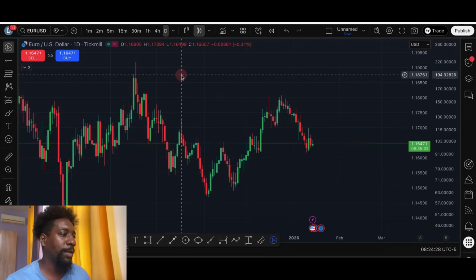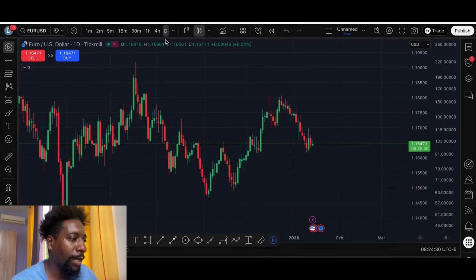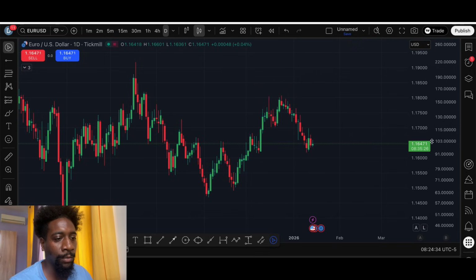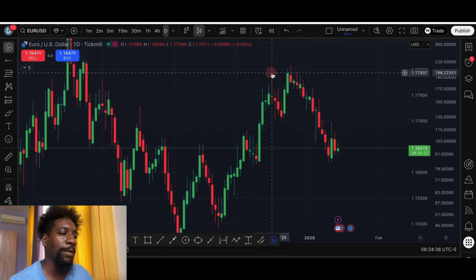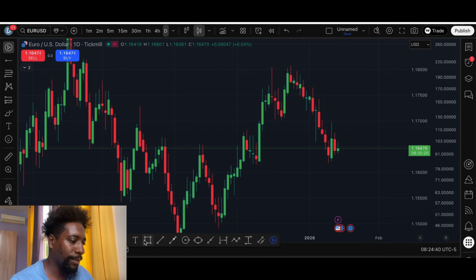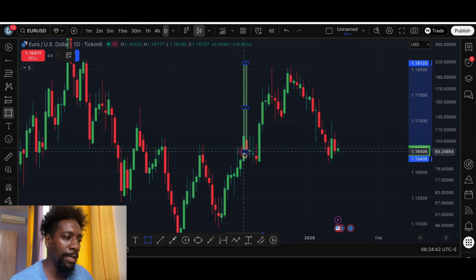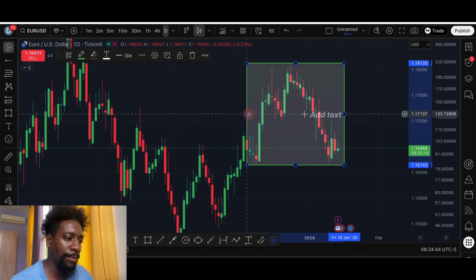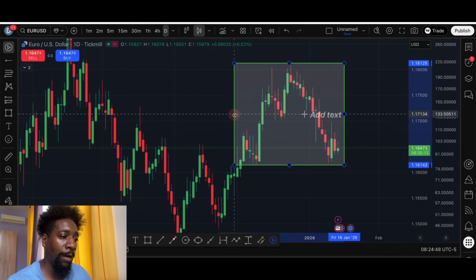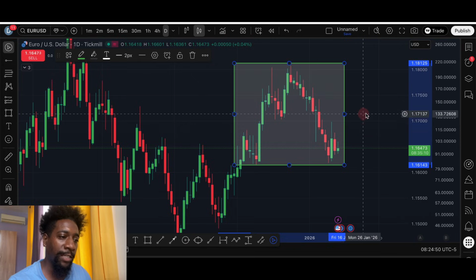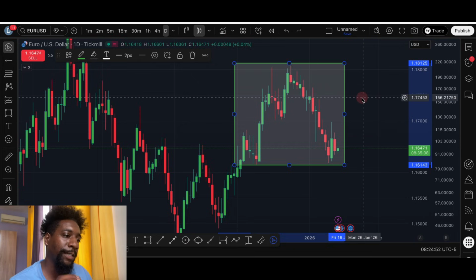Here on Euro USD, as you see, I am on a daily chart. This means that each candle represents the price action in one day, right? So let's just focus on this area right here, because this is a good example when it comes to price action. This is the perfect example.